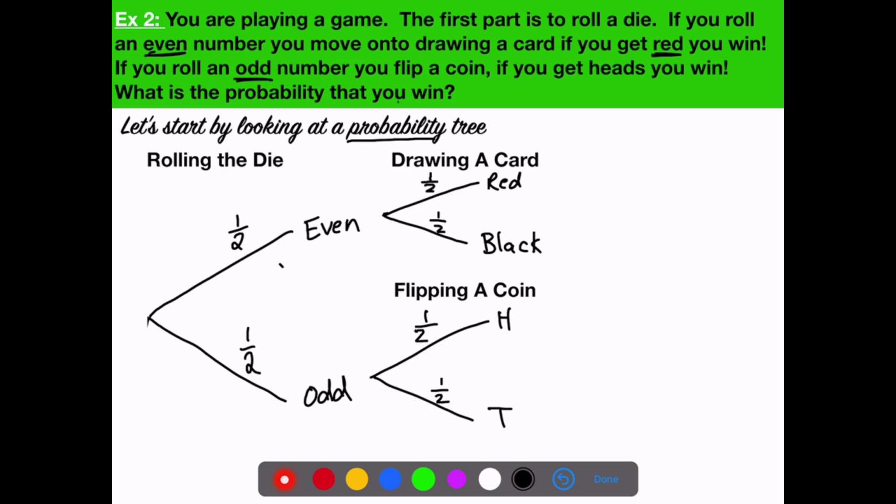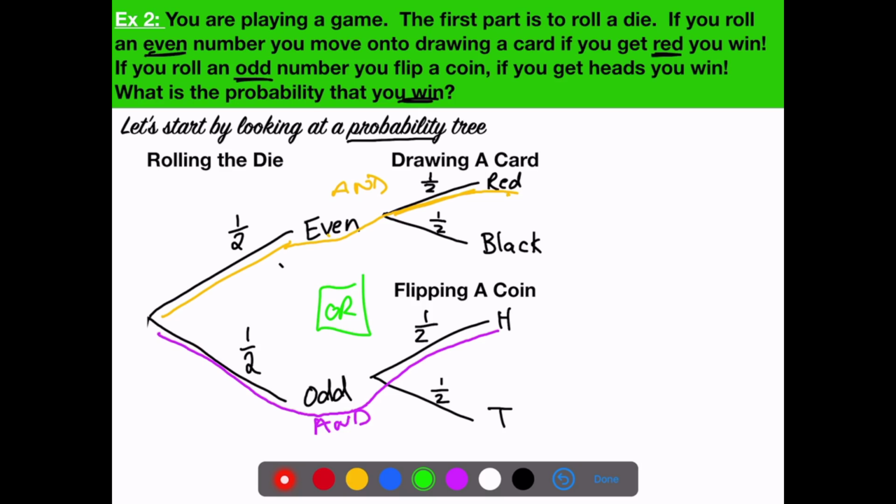What we want to do, though, is look at the probability that we win. Okay, well, how can we win? Well, if I go even, then I need to get red to win. So I need to go through this set of branches. I need to do this and this. Okay? The other option is that I go through the odd set and I get heads. So I go that way. Again, and. Okay? And then between the orange and purple, that's an or situation.